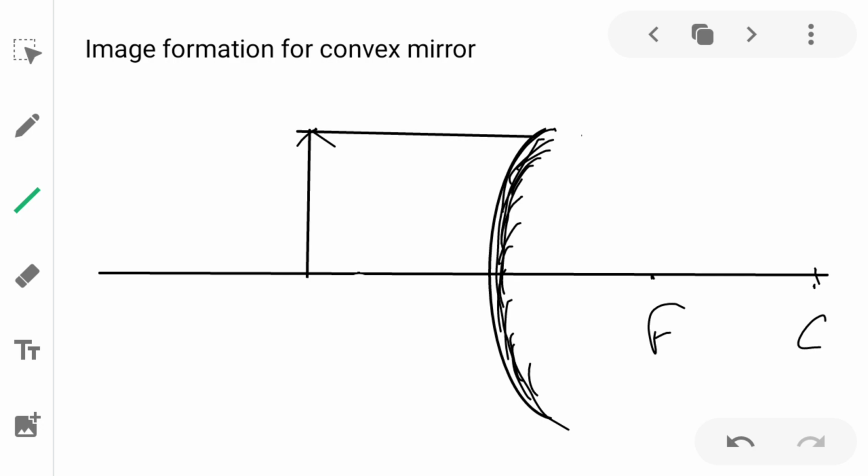According to the definition of the principal focus of the convex mirror, when a paraxial ray is incident on a convex mirror, the ray gets reflected as if its direction of reflection, extrapolated in the backward direction, meets at the principal focus. So how does it get reflected? Its direction of reflection.